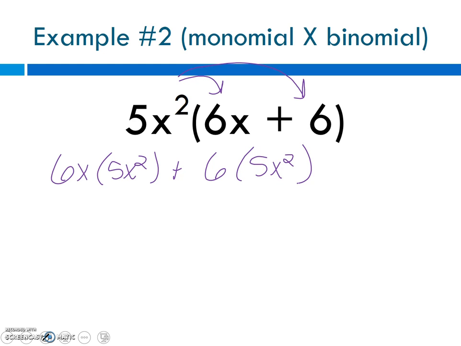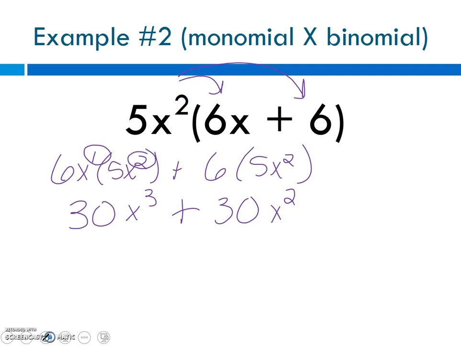Coefficients get multiplied, so 6 times 5 is 30. And then I have an exponent of 1 plus the exponent of 2. Altogether, I have 3 x's, so that's x to the third. Then 6 times 5 for the second one is 30. And the x squared doesn't have any other x's to combine with, so it's just x to the second power.